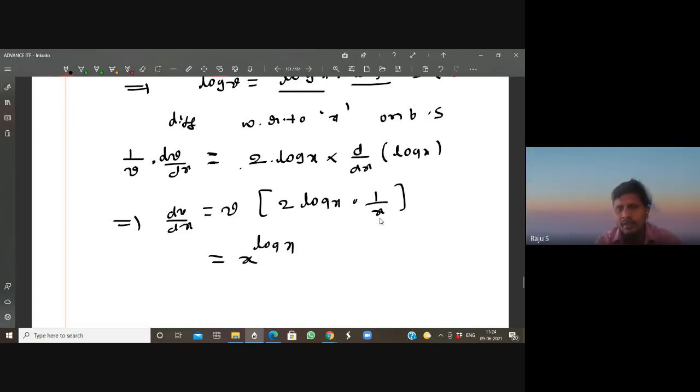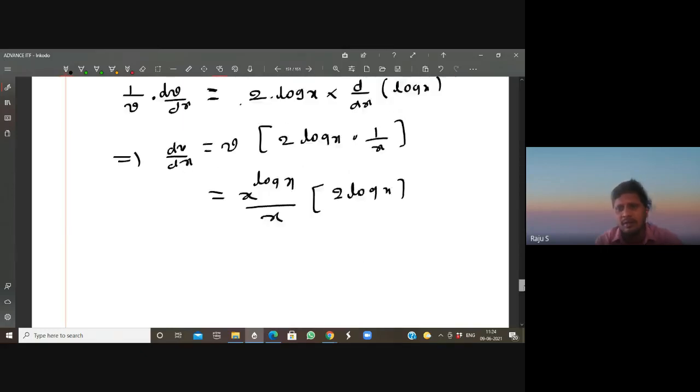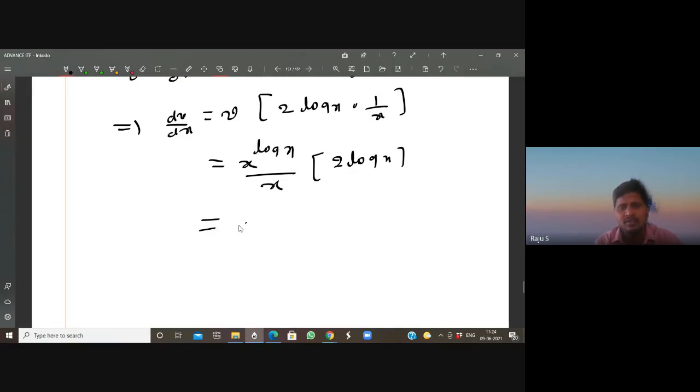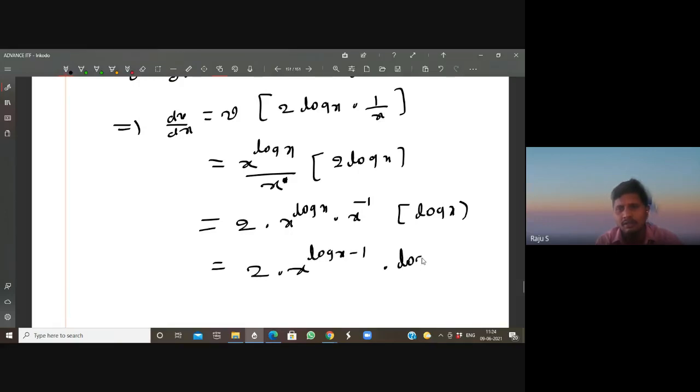x power log x. This 1 by x I want to write outside. Then in the bracket 2 log x is there. Even 2 is a constant, a single function, so you can write 2 also outside. See here, what is 1 by x? Nothing but x power minus 1. Write it in the numerator. So x power log x into x power minus 1, this denominator I have written in the numerator, then log x. Now when the bases are the same, I write x power log x minus 1 into log x. Yeah, this is the required dv by dx.